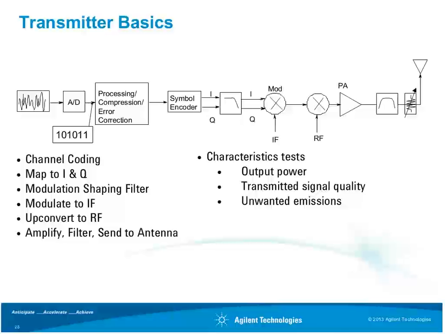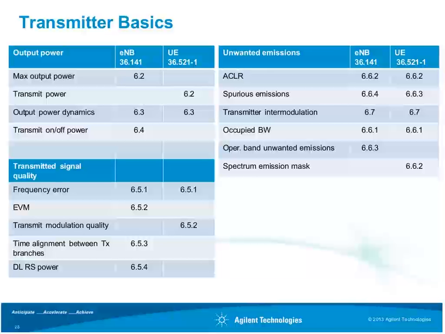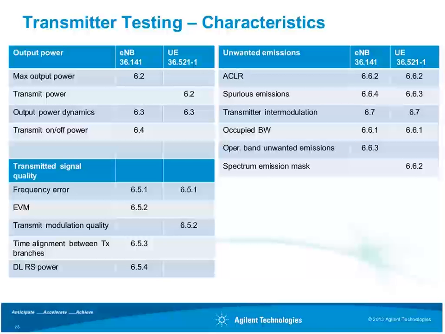Now, the RF analysis is done out here at the antenna, and that's used to evaluate the complete transmission system. The 3GPP has put together specified characteristics tests to do that, and I've grouped those tests into three general categories. They are output power, transmitted signal quality or modulation quality, and unwanted transmissions.